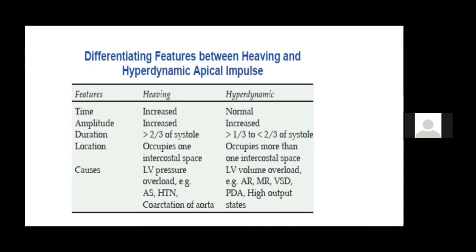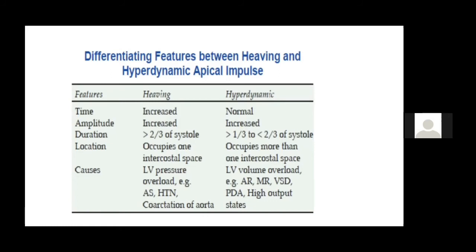Now, regarding location, a heaving apex usually occupies only one intercostal space, and mostly a heaving apex, because of aortic stenosis, hypertrophic cardiomyopathy, or coarctation of aorta, will always be in the fifth intercostal space. However, a hyperdynamic apex occupies more than one intercostal space, so it should be shifted down and out. And it is always seen in various regurgitant lesions like severe MR, severe AR, or other high volume states like VSD or PDA, or in cases of other high output states.